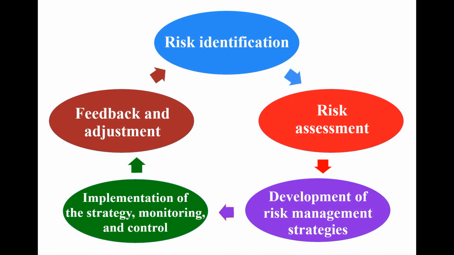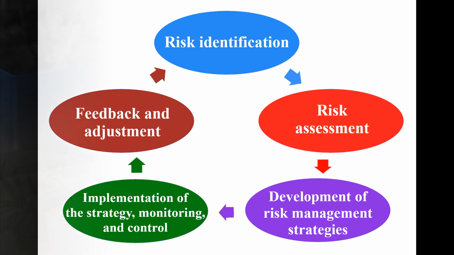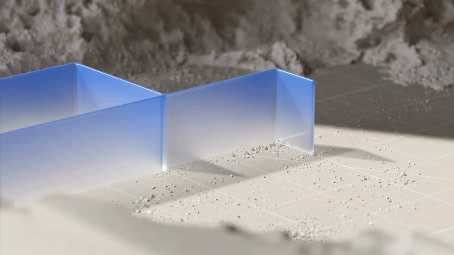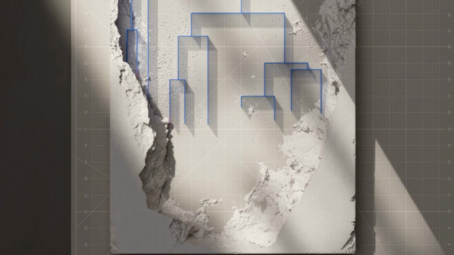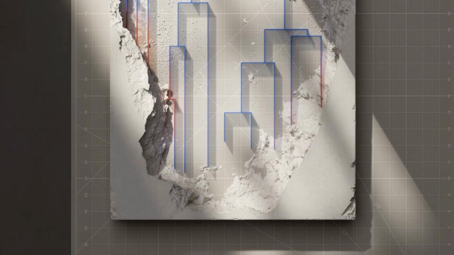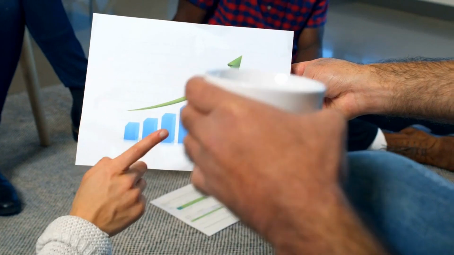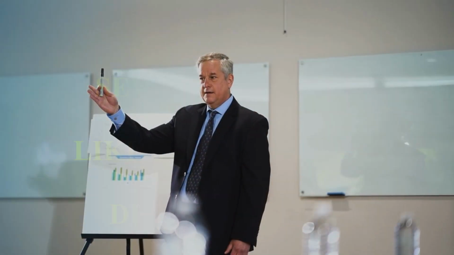The second stage is risk assessment. At this stage, the likelihood of each risk occurring, and its potential consequences are analyzed to understand its scale and potential impact. This is often done using risk matrices or quantitative methods.